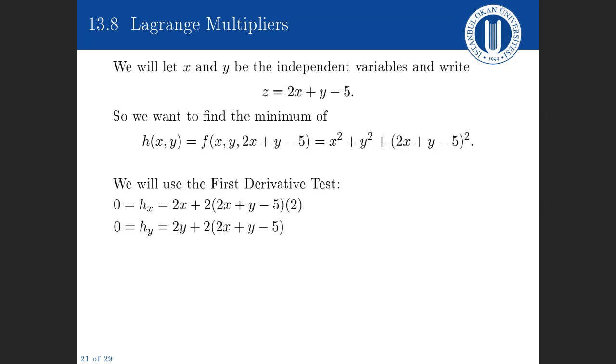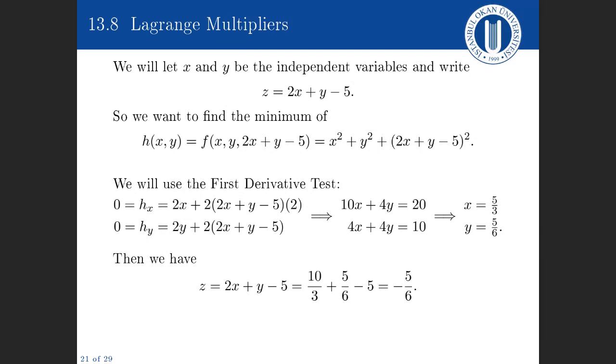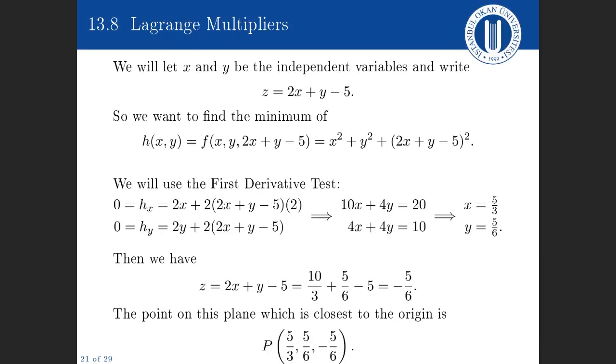So differentiate h with respect to x, differentiate h with respect to y. You can check these. We end up with two equations. 10x plus 4y is 20. 4x plus 4y is 10. Solve these equations. We need to have x is 5/3 and y is 5/6. And after we know x and y, we can find z. So the answer to this question is that the point on the plane which is closest to the origin is (5/3, 5/6, -5/6). And that is a correct answer, but that's not the easiest way to solve this question.